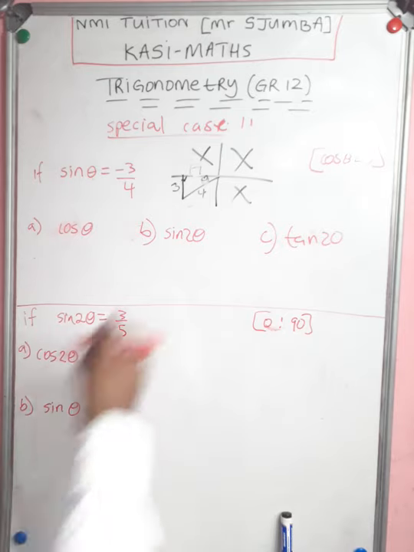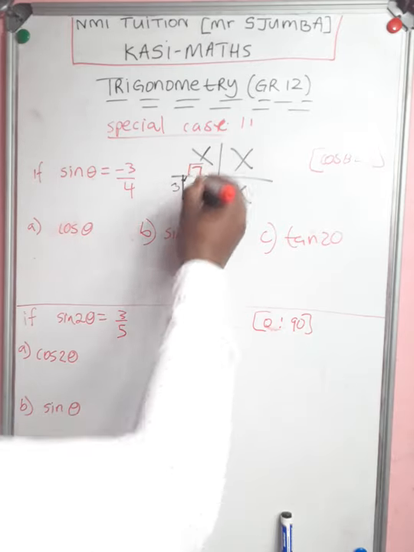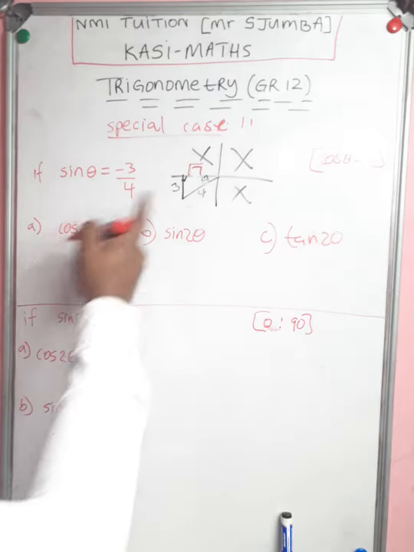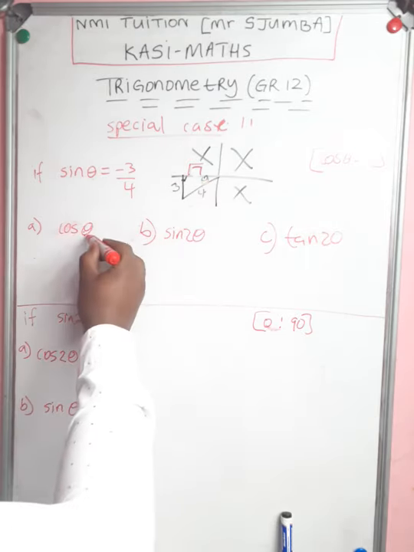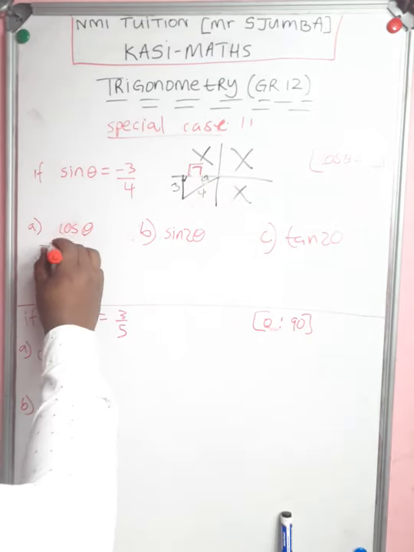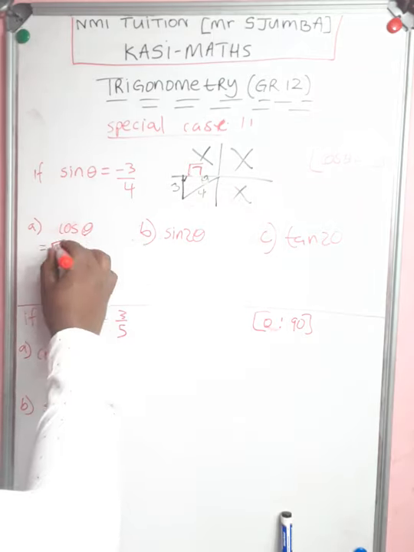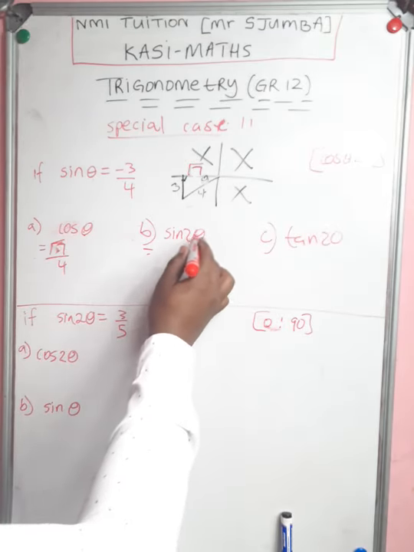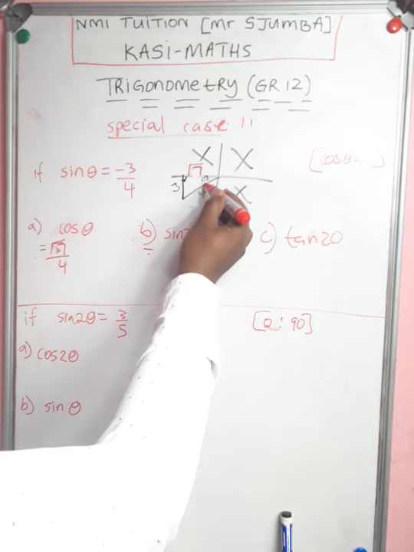Let me use my red one. So cos theta. So do we have theta in the diagram? Yes, now theta. Cos is adjacent over hypotenuse. So it is √7/4. Sine 2 theta: we don't have 2 theta, we have theta.